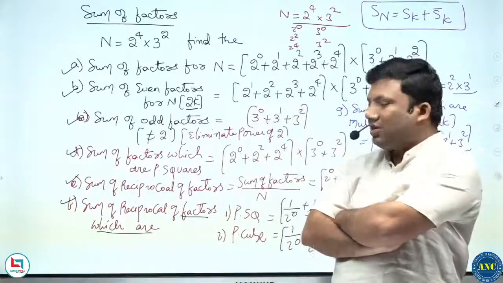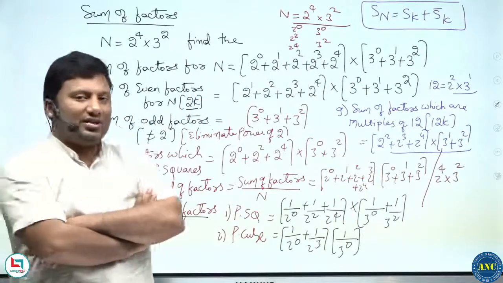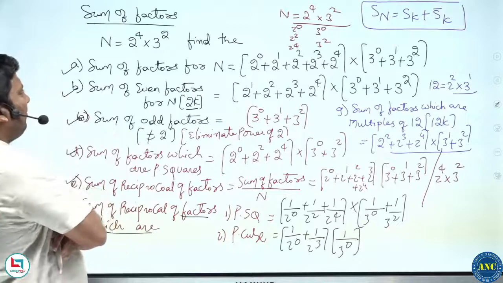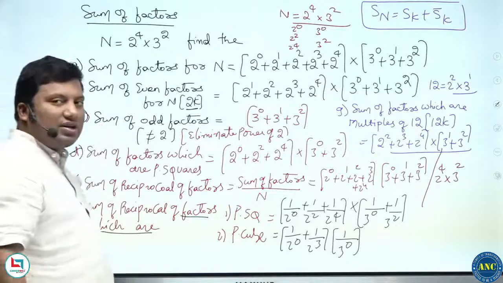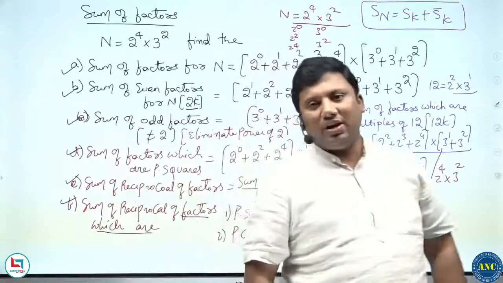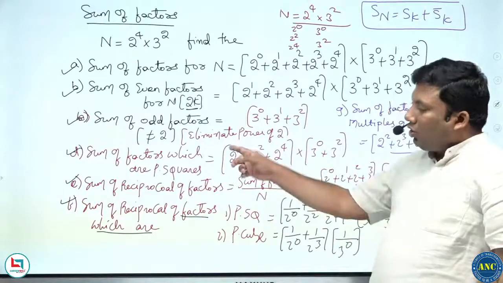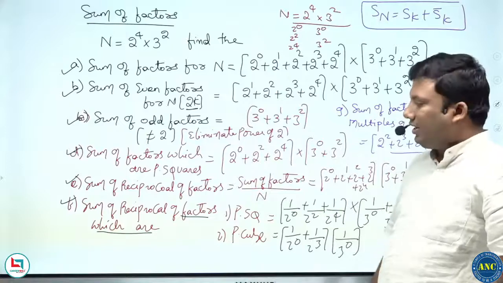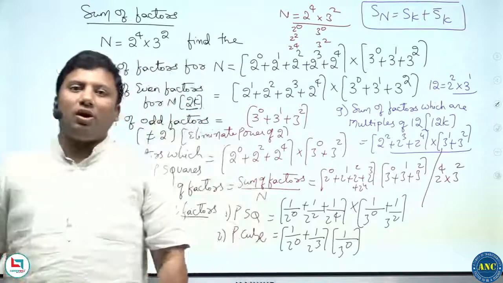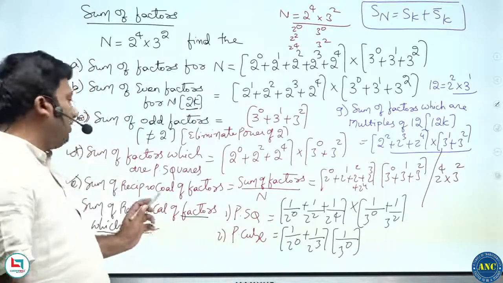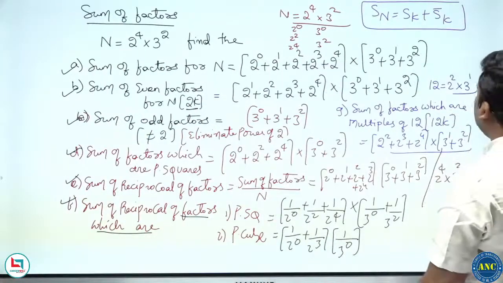I'm just doing a revision because the same concepts can also be used to find the product of the factors. Sum of the factors, sum of even factors, sum of odd factors, sum of factors which are perfect squares, sum of factors which are not perfect squares, which means total sum of factors minus sum of factors which are perfect squares. Sum of reciprocal of the factors, sum of reciprocal of the factors which are perfect squares and perfect cubes. I hope this concept is clear to you.